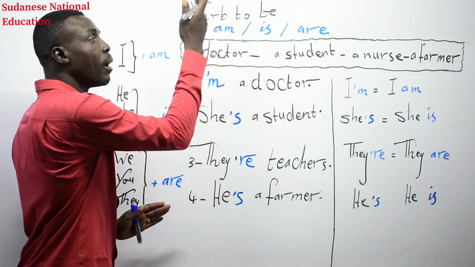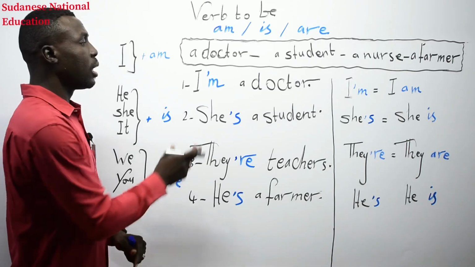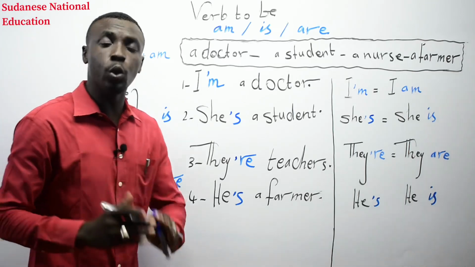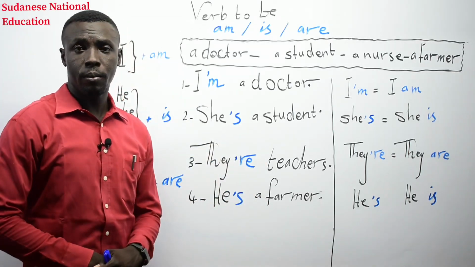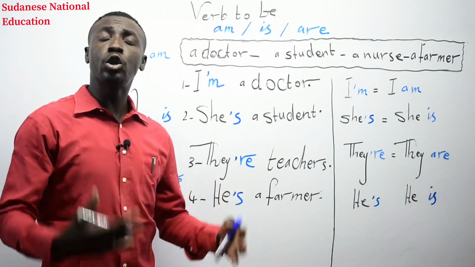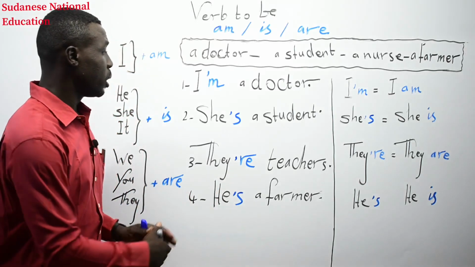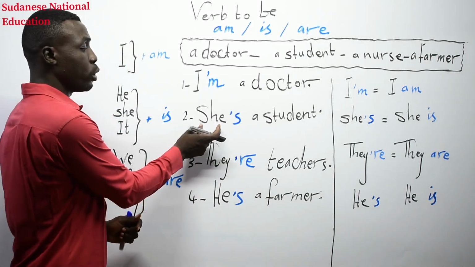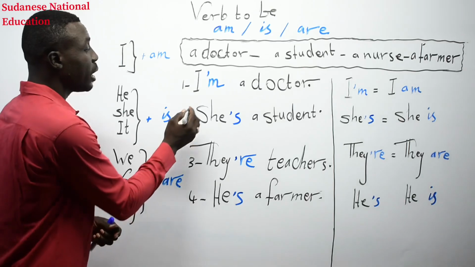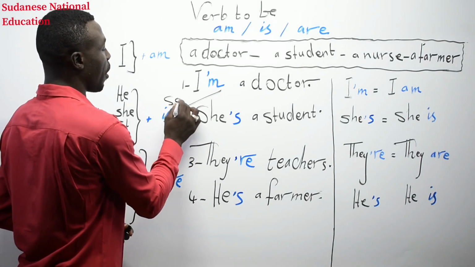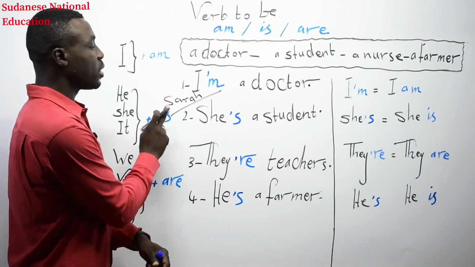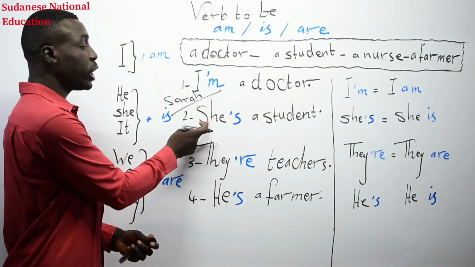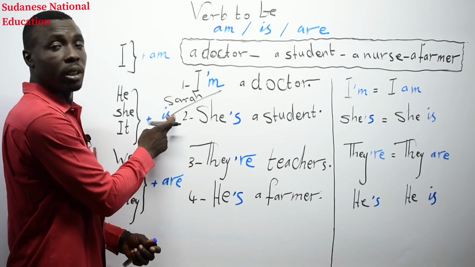Again, I am a doctor. If you are a doctor, you can say, I'm a doctor. Two, she's a nurse. You can use a pronoun or a noun. You can say, Sarah is a nurse. She's a nurse. So she is a pronoun that refers to what? To Sarah.